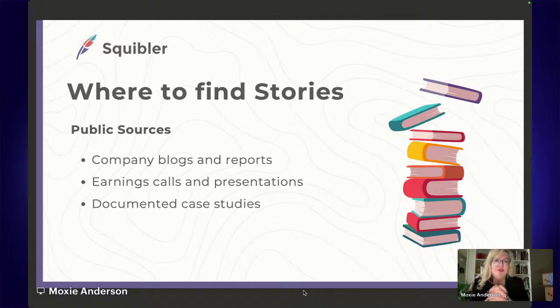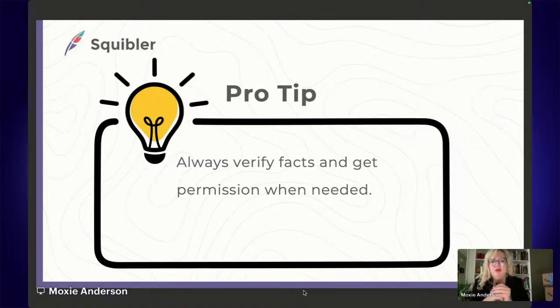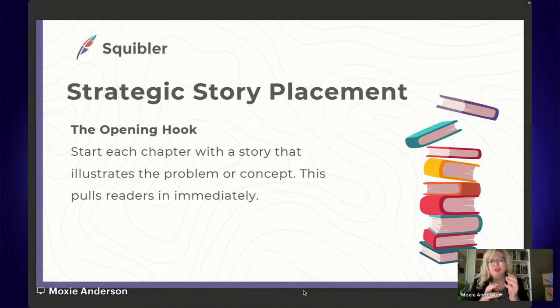Public sources are also very helpful. Company blogs and reports, earnings calls, presentations, and documented case studies are all valuable sources for information as well. One important thing to note is that you do want to verify facts and get permission where needed for what you're going to include. So, some strategic places to include your stories.